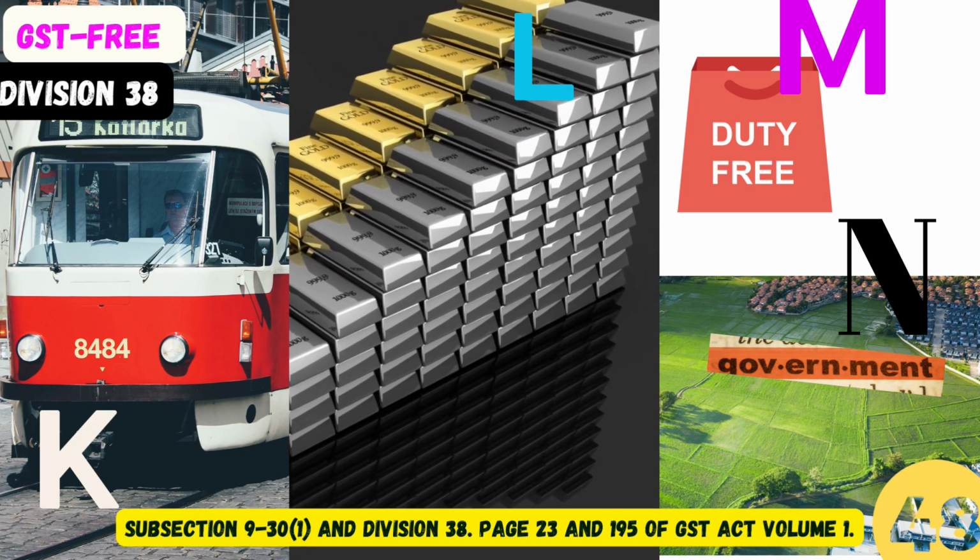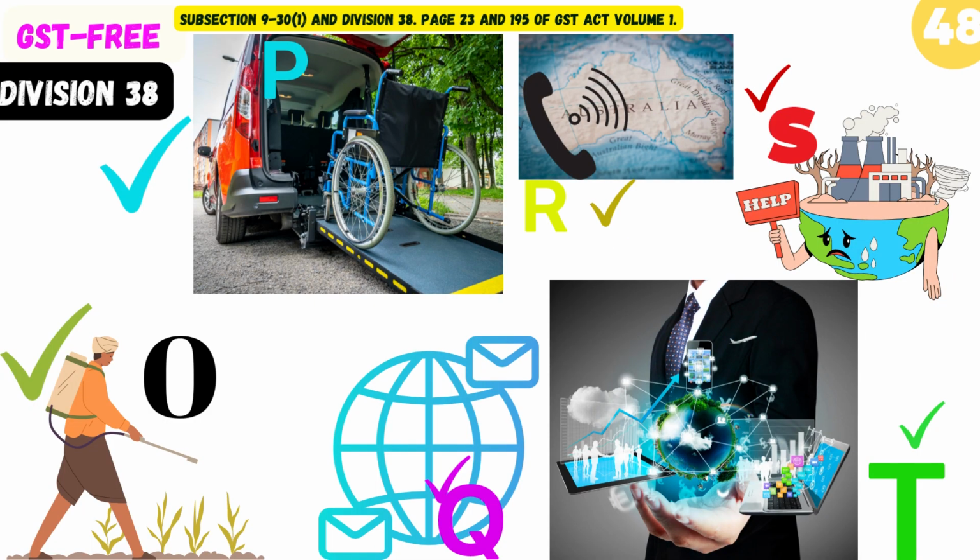38N Grants of land by governments. 38O Farmland. 38P Cars for use by disabled people. 38Q International mail. 38R Telecommunication supplies made under arrangements for global roaming in Australia. 38S Eligible emissions units. 38T Inbound intangible consumer supplies.